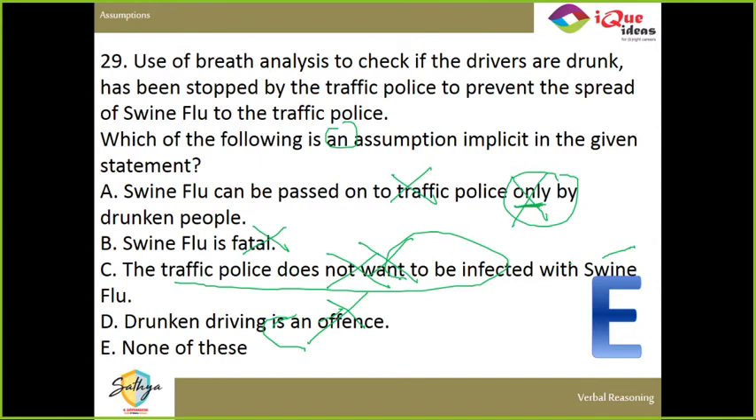The order is being given by somebody else to protect the traffic police. So what the traffic police wants is immaterial. Even if the traffic police says, I want infection, government can still say, no, we don't want you to get infected, so no breath analysis. Right?